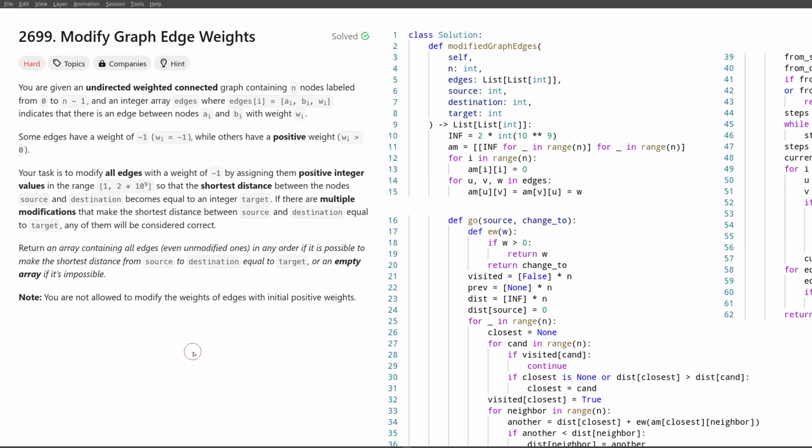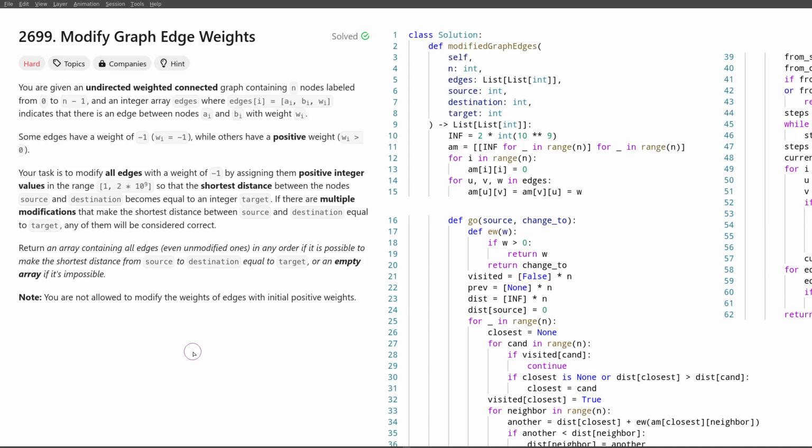In this problem, essentially we have a weighted, undirected graph. Some edges are already given some weights. Between other pairs of nodes maybe there are no edges possible, but the most important part is that between some edges we can create an edge with any positive integer weight that we want. And we want to do it in such a way that the shortest distance from source to destination is equal to exactly some target that we're given.